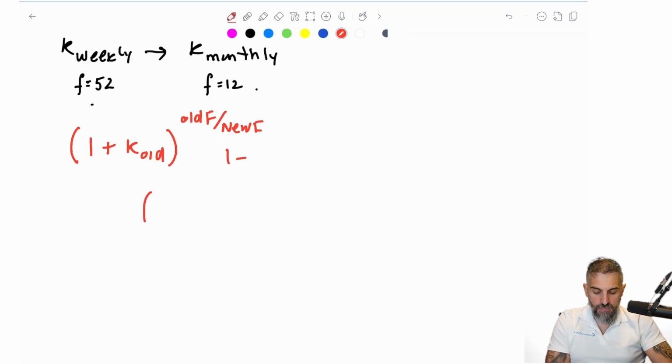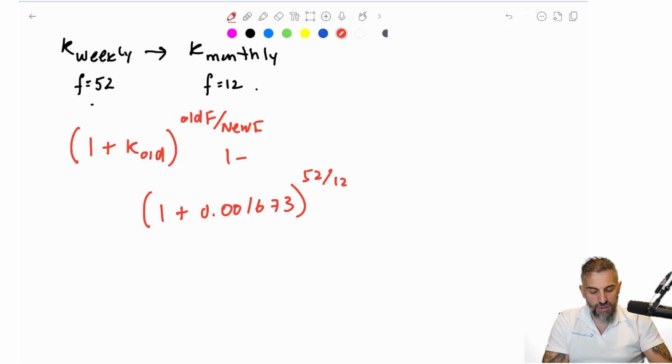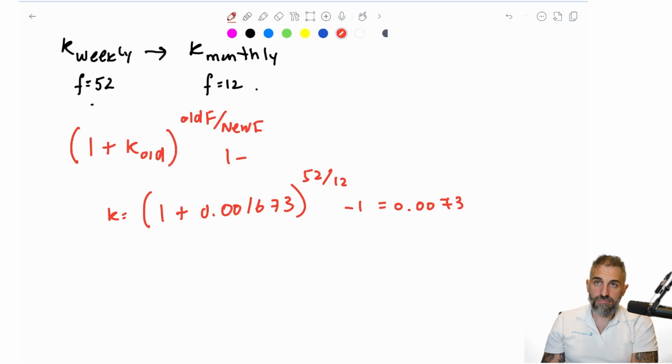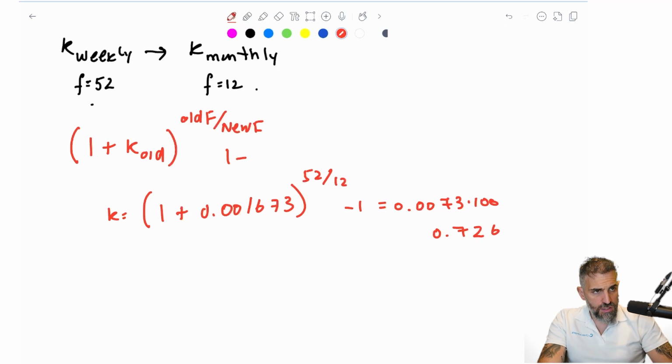So 1 plus 0.001673, old F over new F, minus 1. 0.0073. That's your new K. If you want it as a percentage, multiply by 100, it's 0.73. If you want to keep more decimal places, it's 0.72699%. Okay.